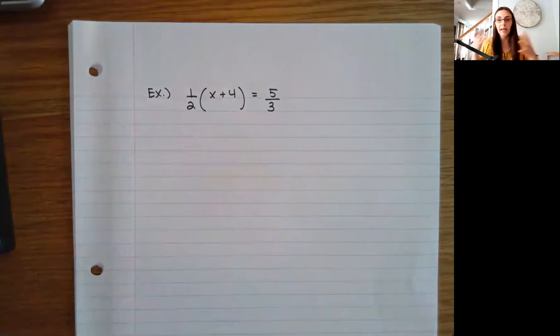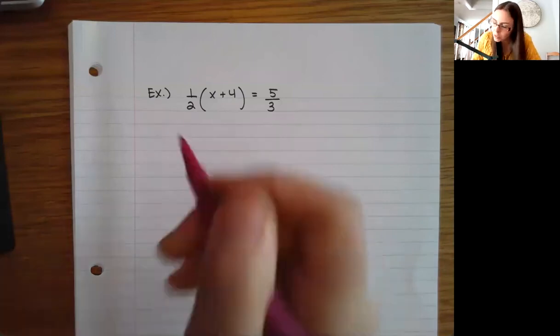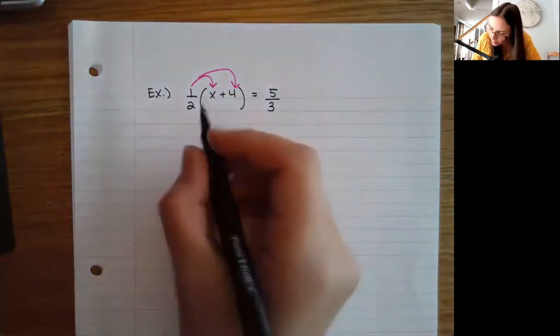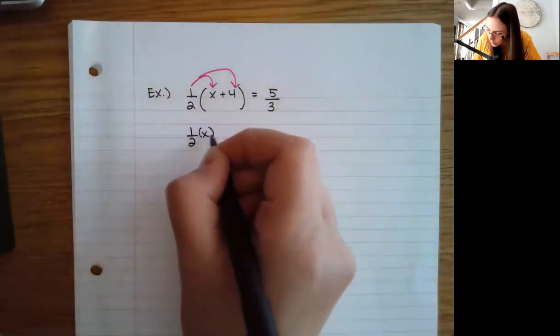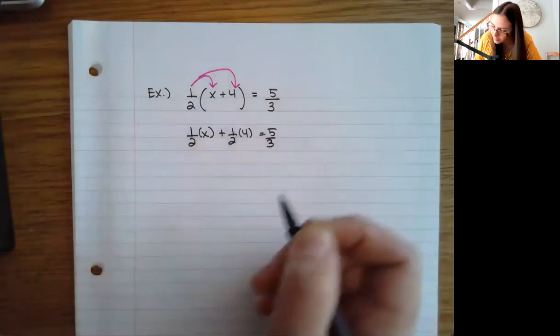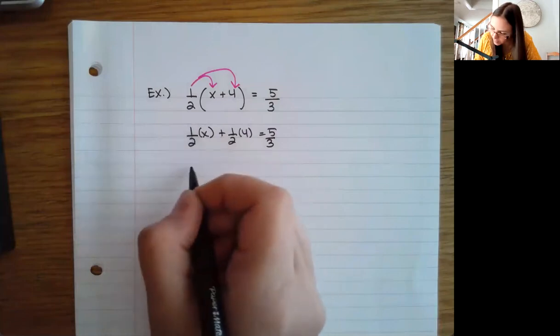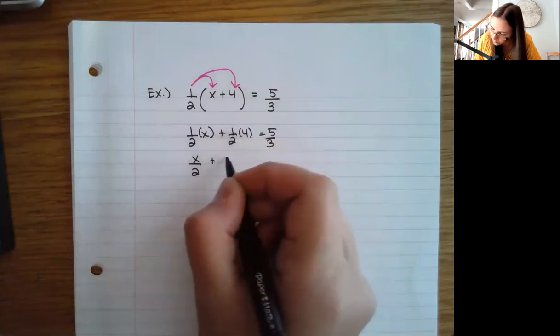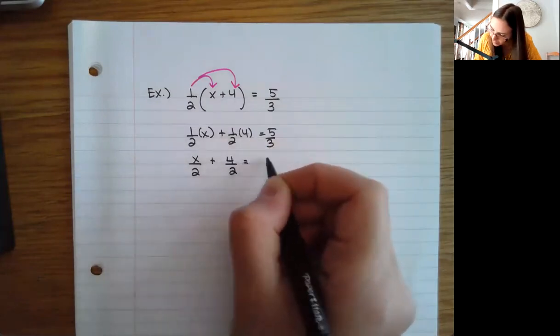So here I have fractions, I have parentheses. Now think about when we had parentheses before, we always cleared that out first, and I actually still like to do the same thing. So even though I want to cancel the fractions, I actually recommend clearing out the parentheses first. So I'm going to go ahead and multiply that 1/2 through. So I have 1/2 times x plus 1/2 times 4 equals 5/3. So this gives me, let's see, 1 times x is x, so I have x over 2, plus 1 times 4 is 4, so I have 4 over 2 is equal to 5/3.